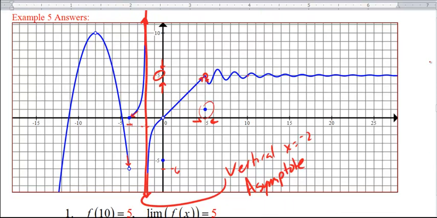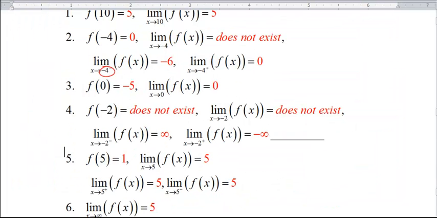Now what about x approaches infinity? This is an interesting one. This thing is bouncing up and down forever, but less and less as we go out. And you see that it's getting closer and closer to 5, even though it's still going above and below it. So it's not really an asymptote, but it's still approaching that limit, which is 5.